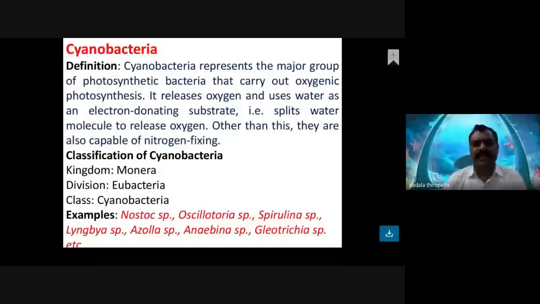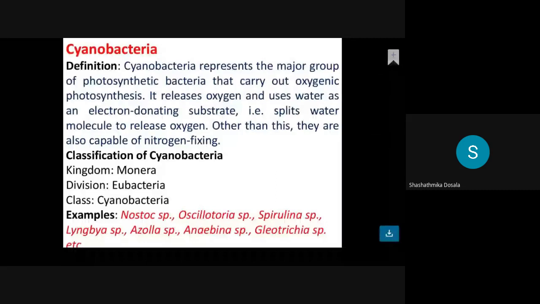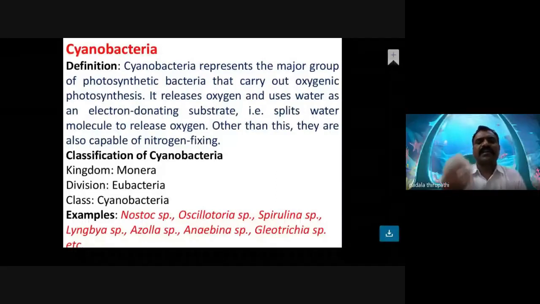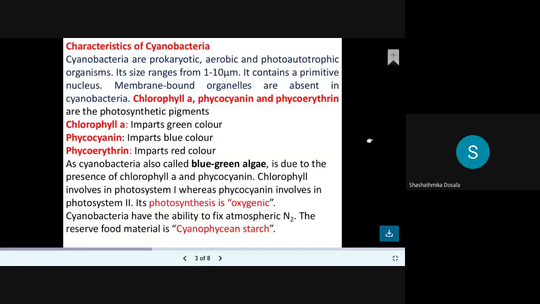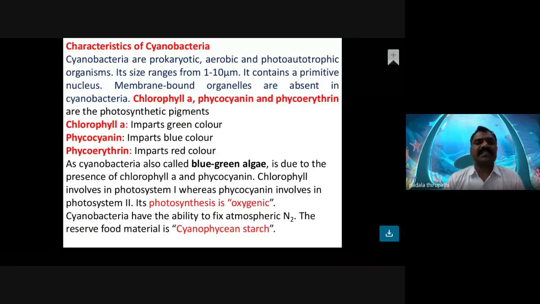Can anybody tell some? Protista, Plantae, Animalia. Good, excellent. These are the 5 kingdoms R.H. Whittaker classified, and Monera is the first kingdom. Our cyanobacteria belongs to kingdom Monera, division Eubacteria, class Cyanobacteria. Some examples of cyanobacteria are Nostoc, Oscillatoria, Anabaena, Spirulina, Lyngbya, Stigonema, Azolla, Gloeotrichia. Is there any doubt in this slide? No, sir. Then we will discuss the characteristic features of cyanobacteria, blue-green algae, Myxophyceae or Cyanophyceae members.